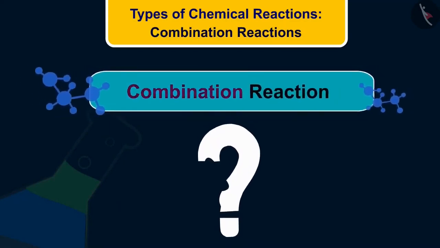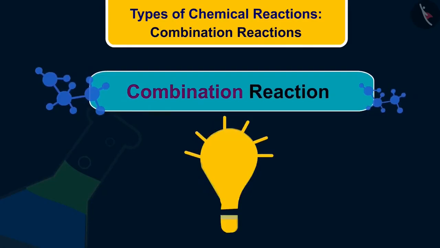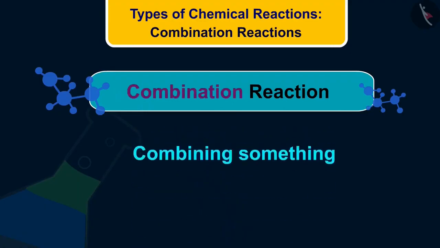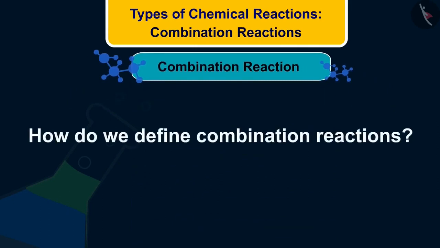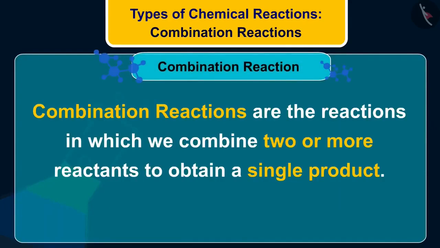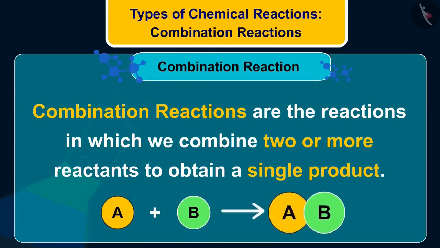Does the word combination reveal anything about it? Right. The word combination tells us that we are combining something. So, how do we define combination reactions? Combination reactions are the reactions in which we combine two or more reactants to obtain a single product.